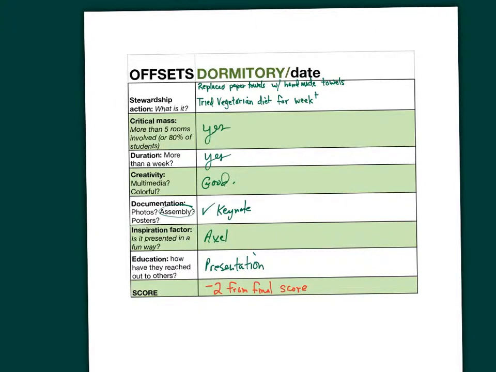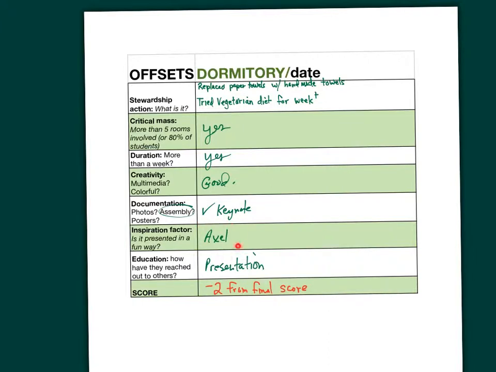So action was done. Critical mass. Did they have more than 5 rooms involved with these efforts? Yes, they did. Duration of more than a week. They tried vegetarian for more than a week, and now these paper towels have been replaced completely. So that was a great effort. That's definitely more than a week. Creativity. Their slideshow was very good. It was in a keynote presentation presented in assembly.